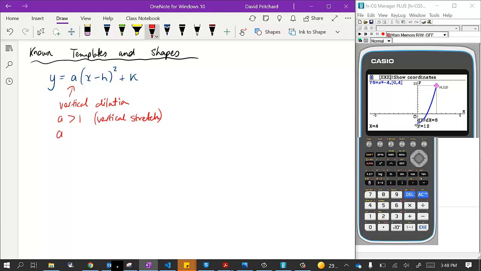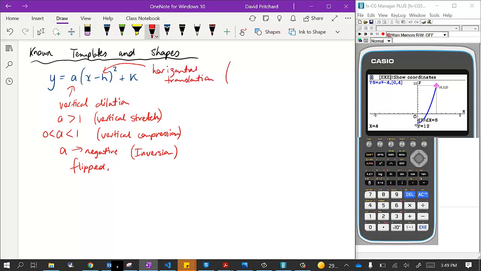When A is between 0 and 1, then it's going to be a vertical compression, so it's going to get squashed. And when A is negative, we know it's going to be an inversion, or it's going to be mirrored in the x-axis. It's going to be flipped upside down. H is that horizontal translation.